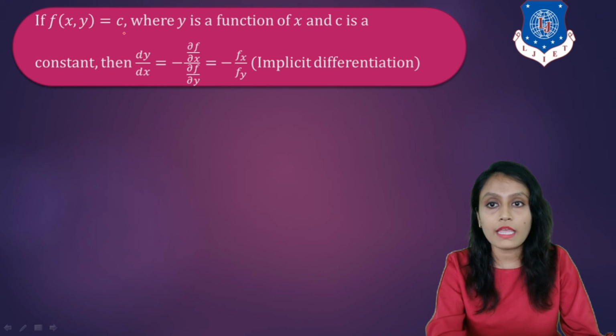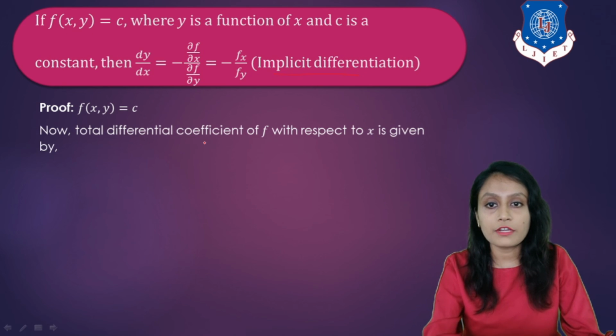If f of xy is equal to c, where y is a function of x and c is constant, then dy by dx is equal to minus del f by del x upon del f by del y, which is minus fx upon fy. This is also known as implicit differentiation. So the proof is, here we have f of xy is equal to c. Now the total differential coefficient of f with respect to x is given by df by dx is equal to 0.